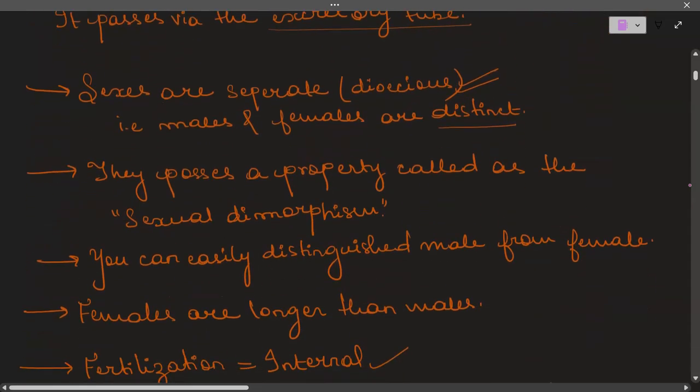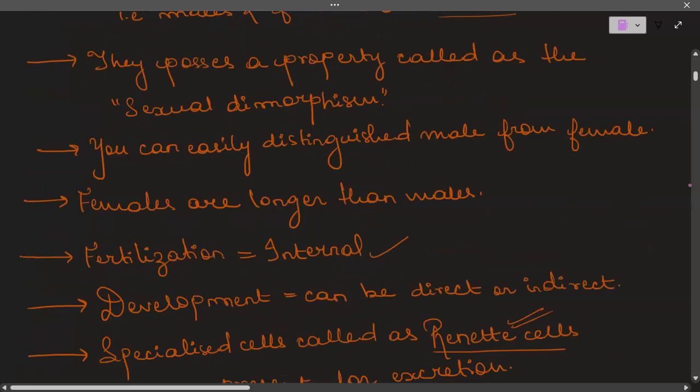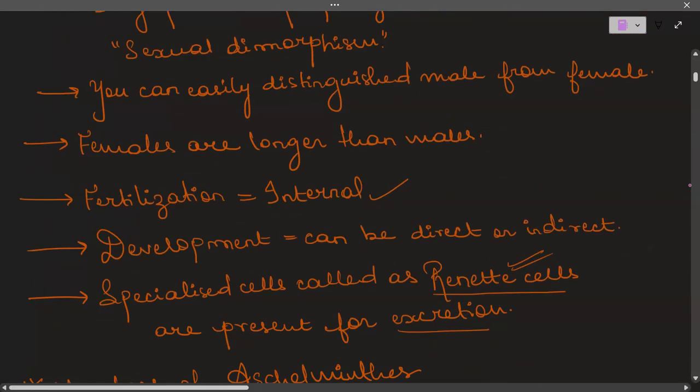Now the sexes are separate, meaning males and females are present in different bodies, and you can actually distinguish between them, like which is male and which is female. This property is known as sexual dimorphism. Just like how you can differentiate a human male and human female, same way you can differentiate a female roundworm and a male roundworm. How? The females, they are longer than the males.